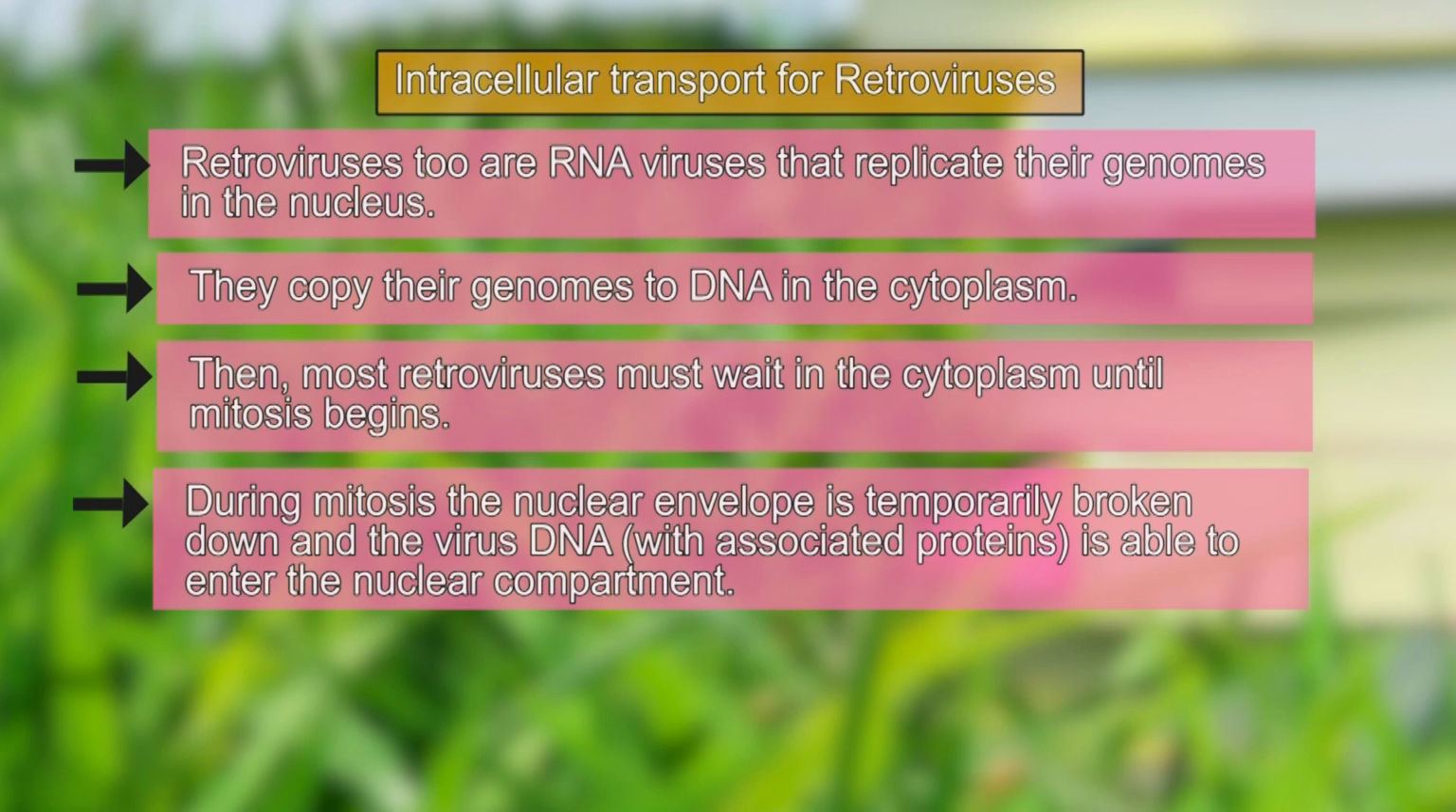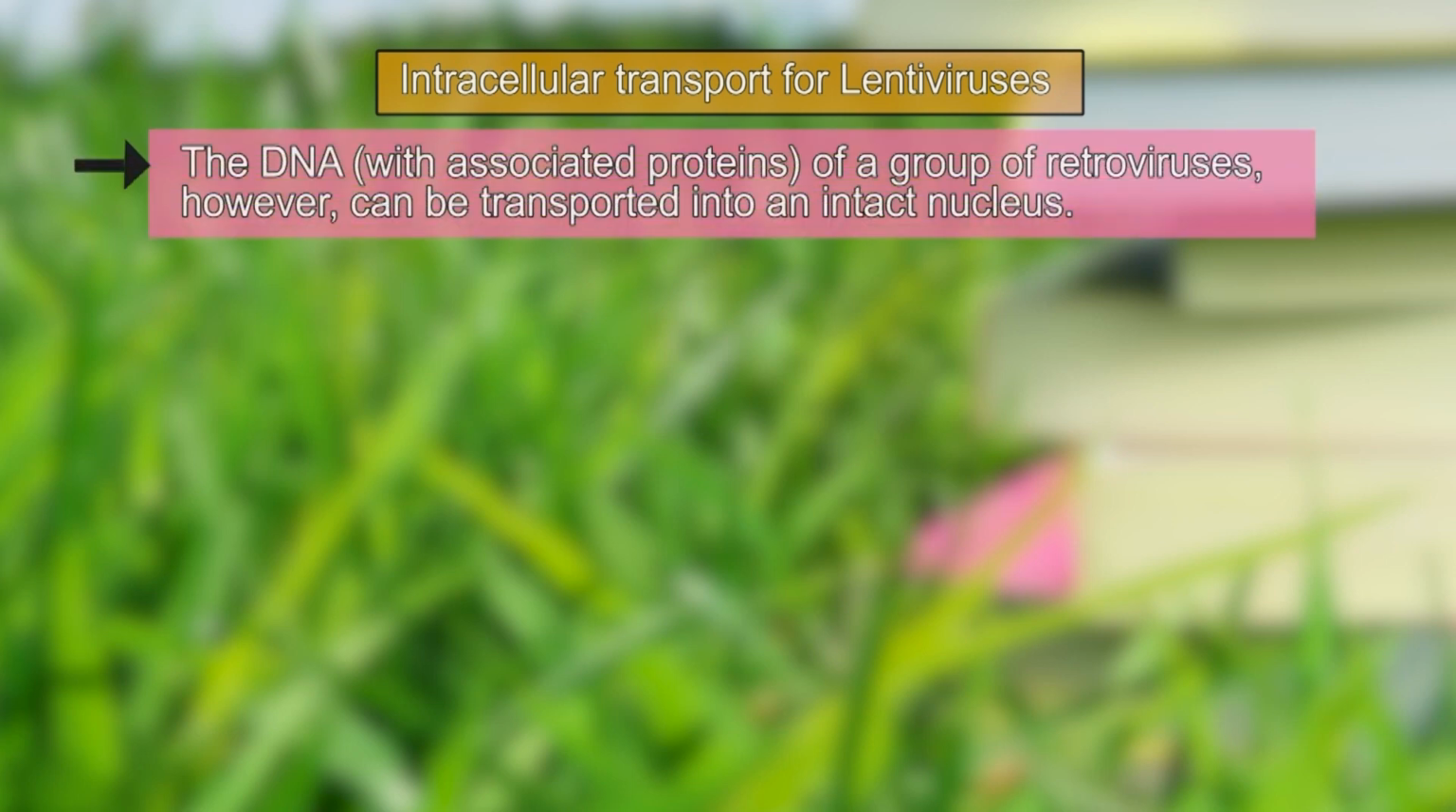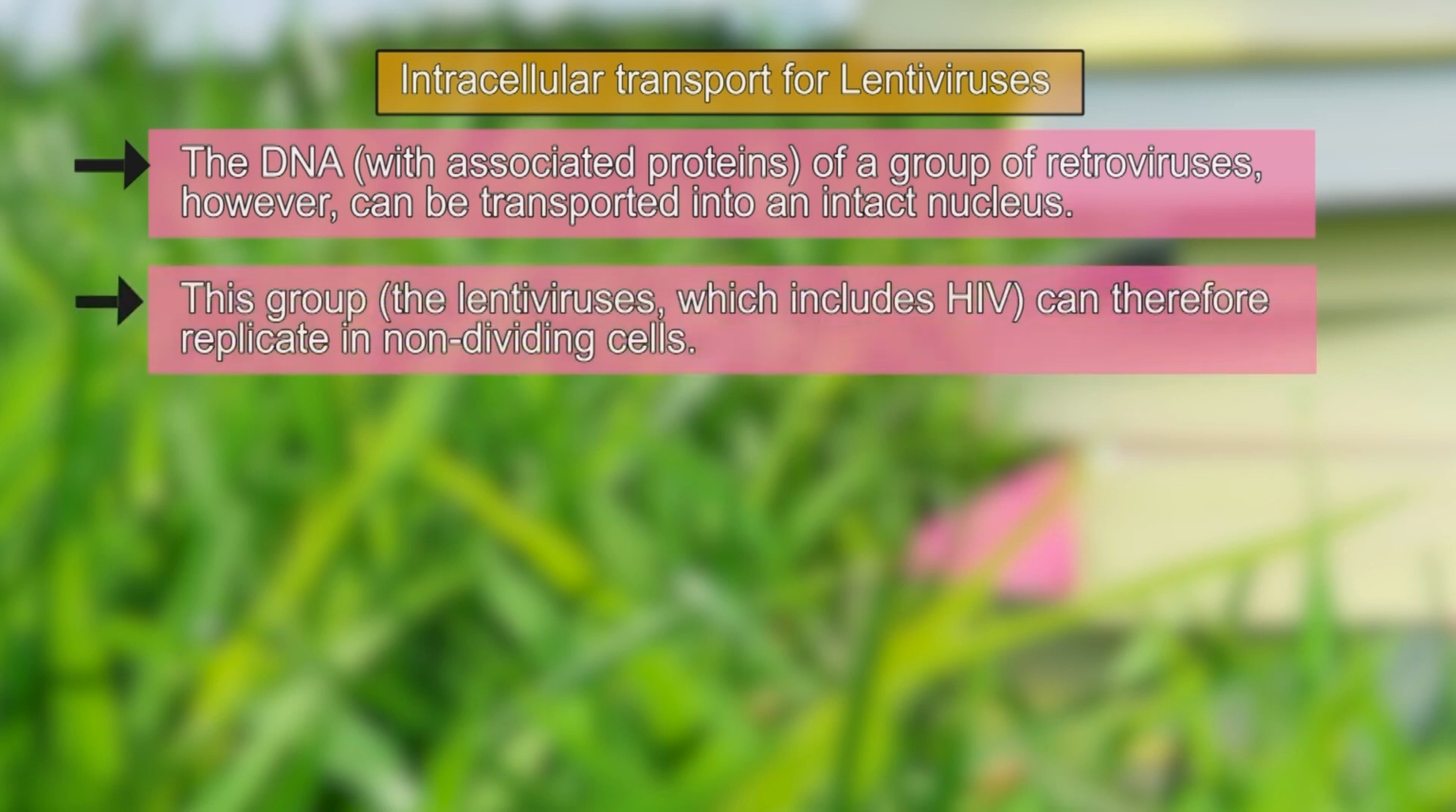As mitosis begins, the nuclear envelope is broken down and the DNA gets delivered within the nuclear compartment. Unlike retroviruses, in case of lentivirus, the genome gets delivered to the nucleus in intact form and in the intact nucleus, so it does not require dividing stage. This can occur in non-dividing cells.